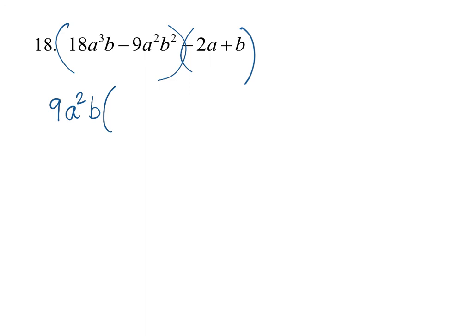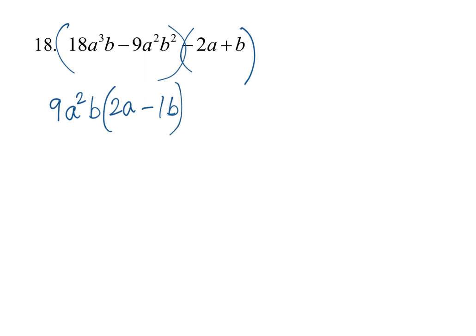You would be left with, okay, so 18 divided by 9 is 2. A cubed divided by a squared is a. B divided by b just goes away. Then negative 9 divided by 9 is negative 1. A squared divided by a squared is 1. B squared divided by b is b. I could have just said 2a minus b.